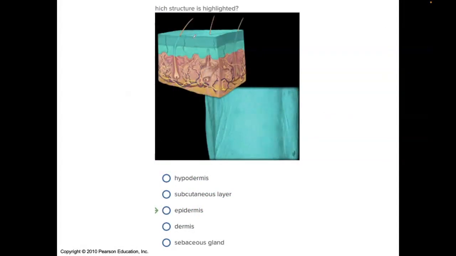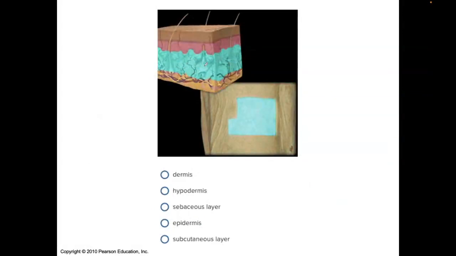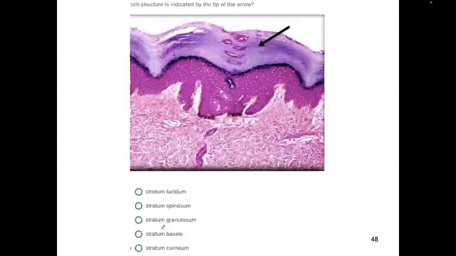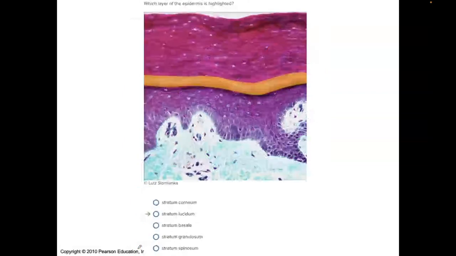All right, so what's the highlighted layer up on top? Well, that's going to be the epidermis. What's just below that? That's the dermis. What's below that? Hypodermis. Top layer of the skin. Cher loves getting skin Botox, so that's the stratum corneum.